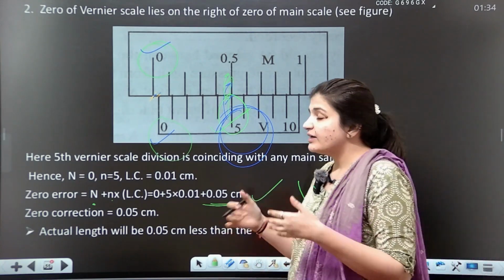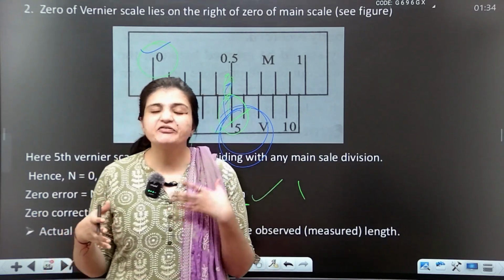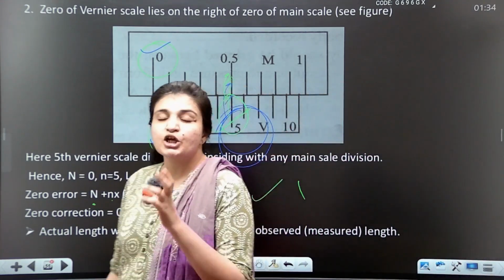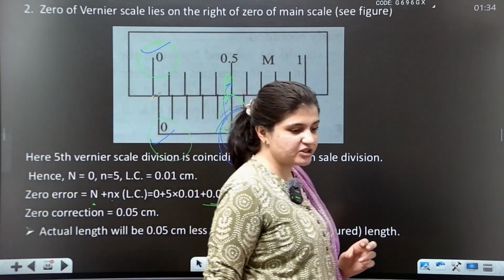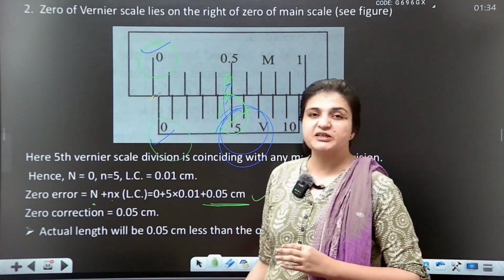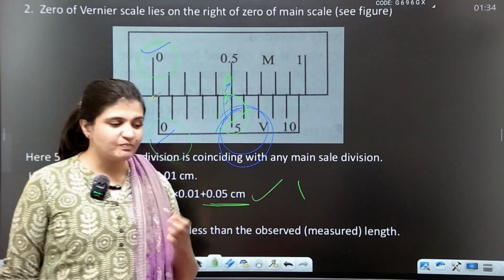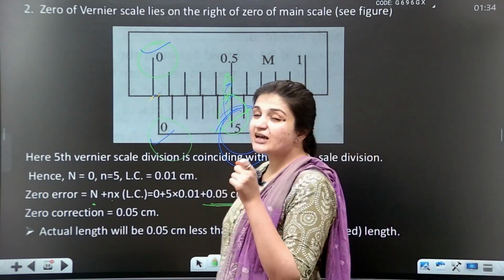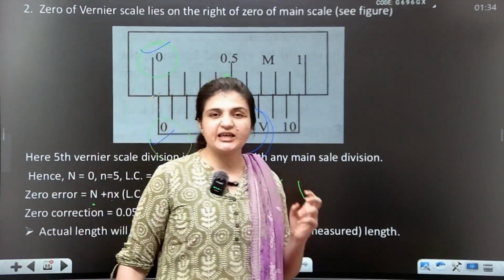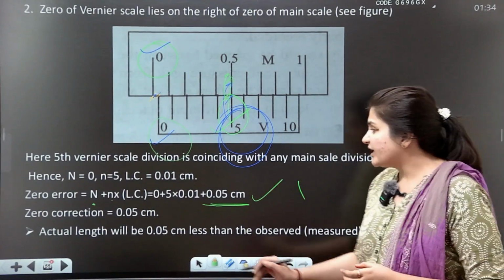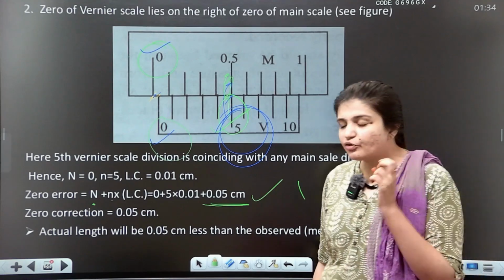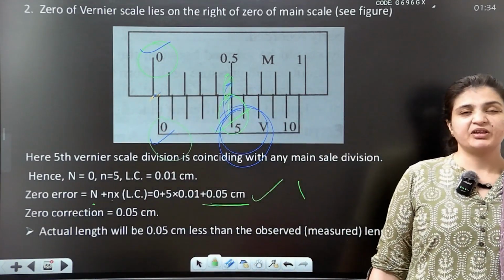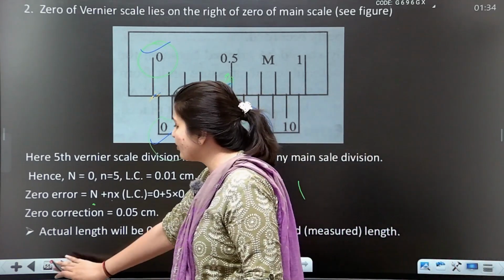Whatever observed value we get, like the observed length of 10.5 centimeter, here the vernier caliper has been shifted, which means the vernier reading is greater. So our observed value will be greater than the actual length. The actual length will be 0.05 lesser than our observed value. So this is what will happen.